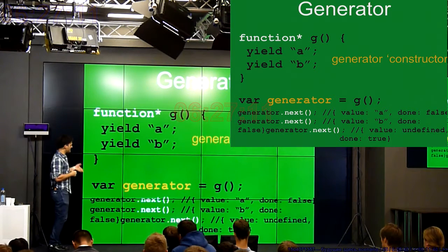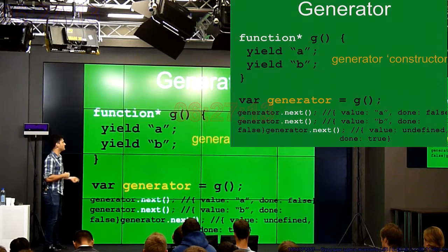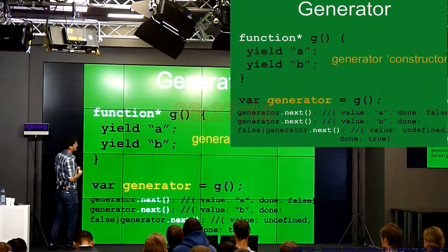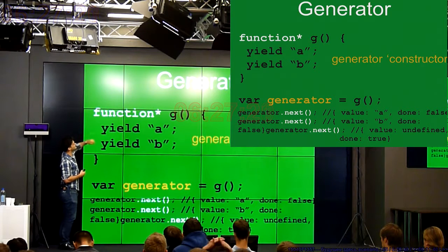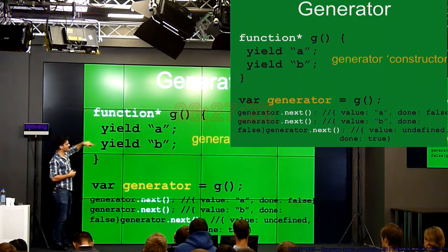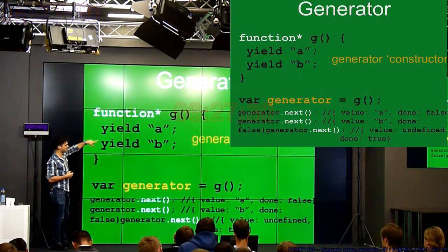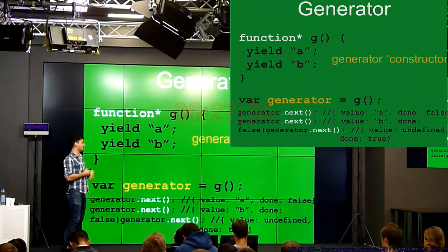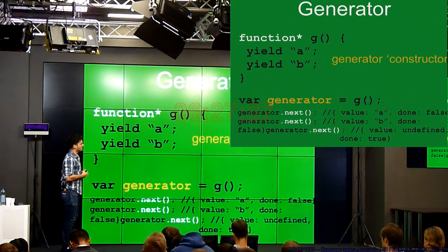If you apply the next method on the generator, you will get to the first yield value. So the first time you call next, you basically invoke this constructor, and you get to the first yield. And you will get the expression that you are yielding. In this case, it's A. So the value is A, and you also get the property done that is equal to false, because we haven't finished going through the generator.